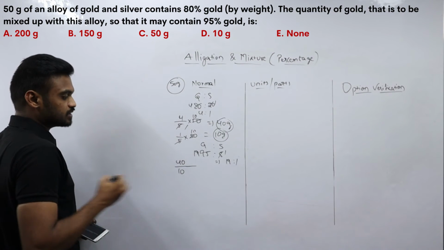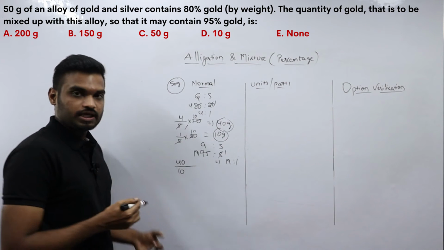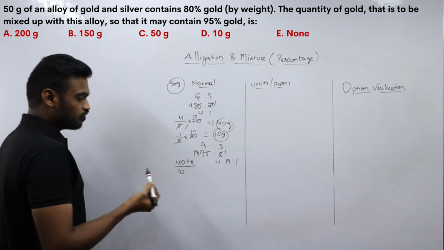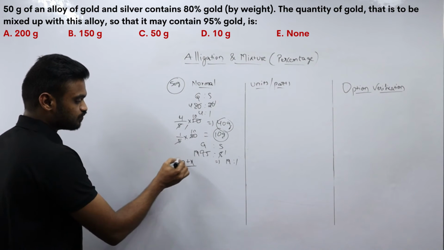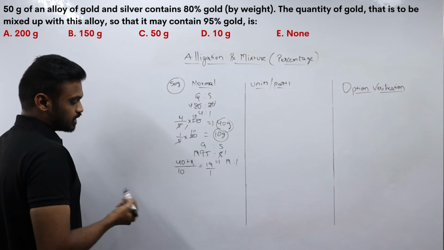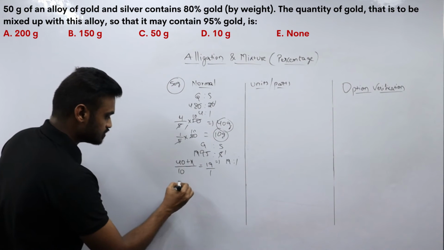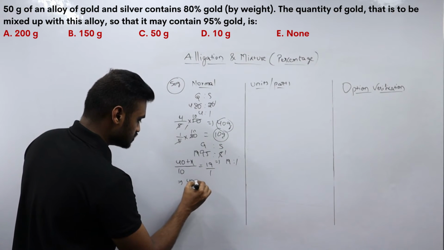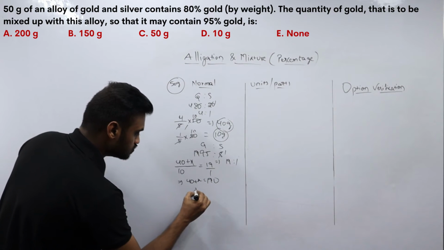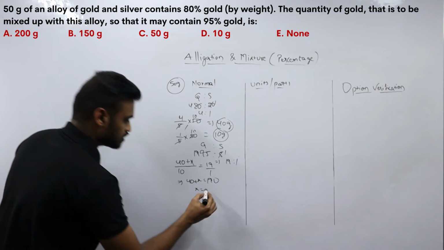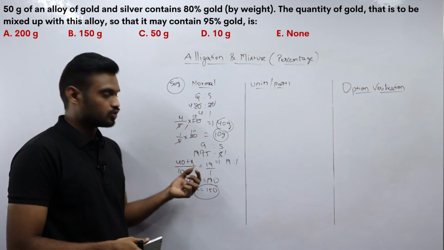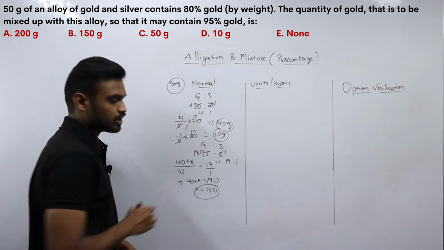We are adding some grams of gold. That is, we don't know how many grams, so I am assuming it as x grams. We are adding x grams of gold to this 40 grams so that the final ratio becomes 19/9. If I cross multiply this, I will get 40 plus x equal to 19 times 10, that is 190. Now x equals 190 minus 40, that is 150. So 150 grams needs to be added so that the total becomes 95% gold in the final mixture.